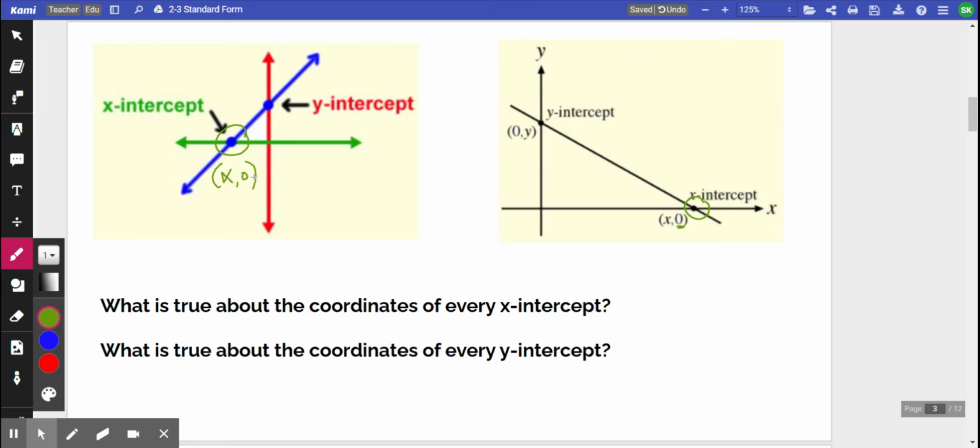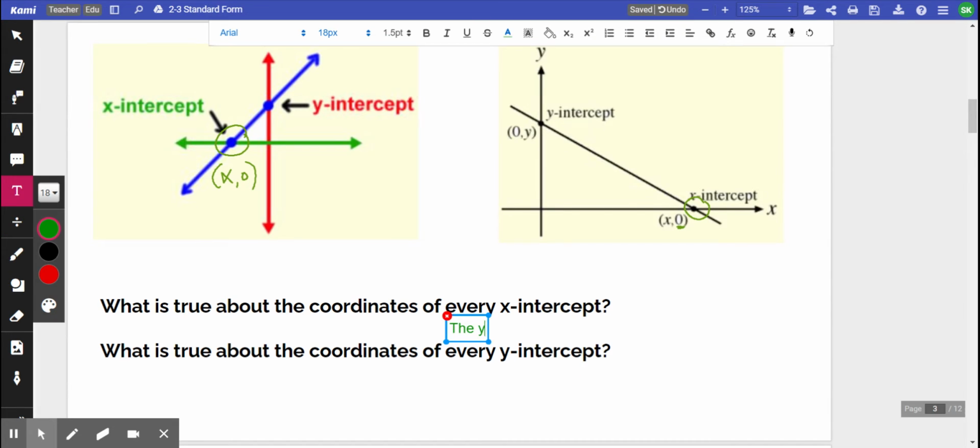So that's what's true about the coordinate of every single x-intercept. The y-coordinate of every x-intercept is 0.